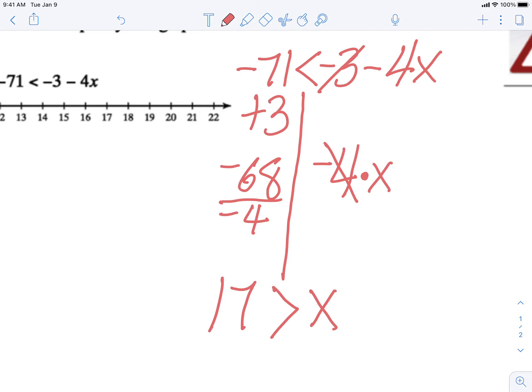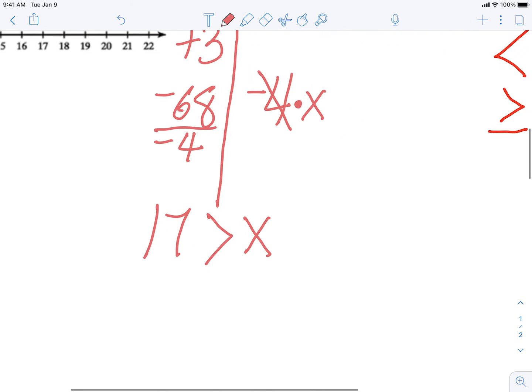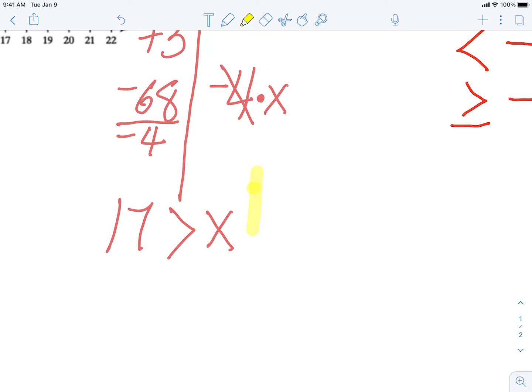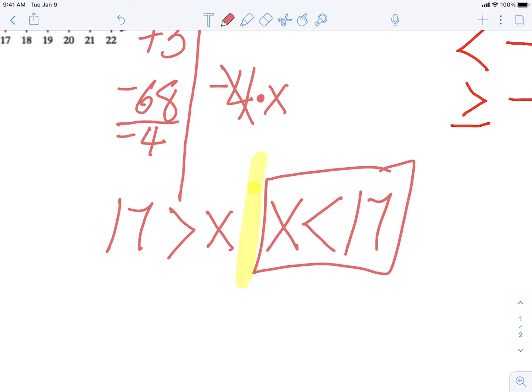+17. But I notice that my x is not on the left. I want my x to be here. So, you guys know it. We have to use a mirror. Right? So with that mirror, I can write x, and I flip my arrow, and I write 17. And this is my solution.